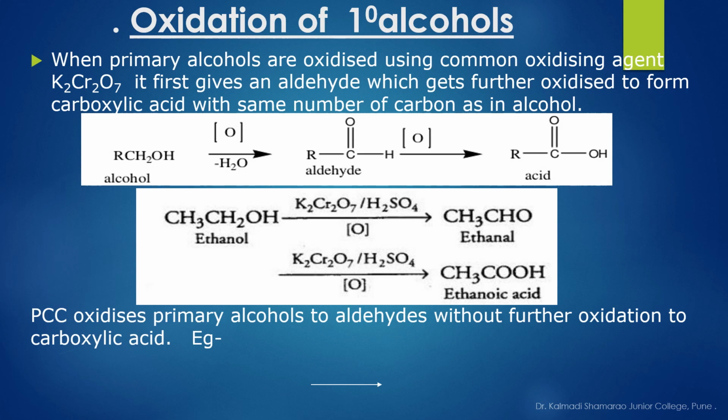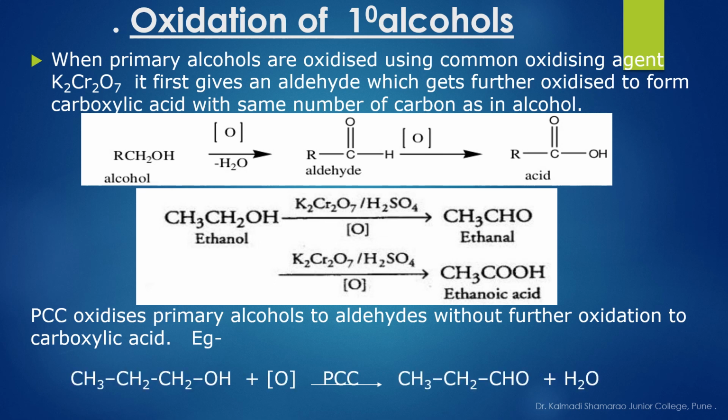The best reagent for obtaining an aldehyde from a primary alcohol is PCC, pyridinium chlorochromate. PCC oxidizes primary alcohols to aldehydes without further oxidation to carboxylic acid. Example: propan-1-ol to propanal.